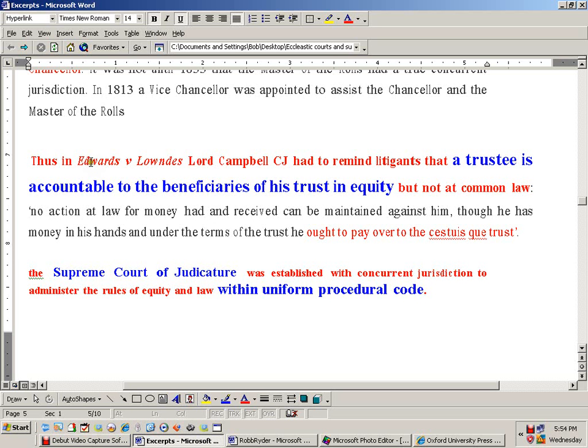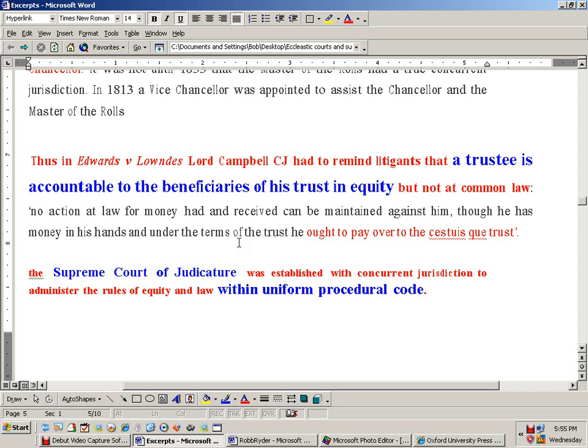So thus in Edwards's case, Lord Campbell had to remind litigants that a trustee is accountable to the beneficiaries of his trust in equity. Right? If a trust is involved, the beneficiary has to go to the Court of Equity, which is the Chancery, because it isn't at common law. There is no action at law for money had and received that can be maintained against him, though he has money in his hands which, under the terms of the trust, he ought to pay over to the cestui que trust. Who's the beneficiary? The cestui que trust is the beneficiary. The cestui que use is the trustee.